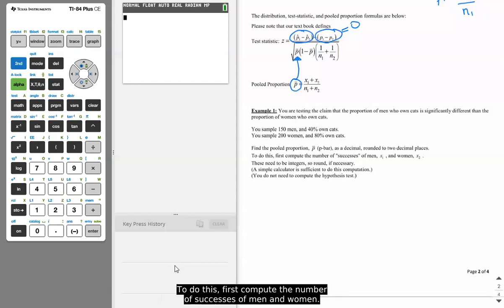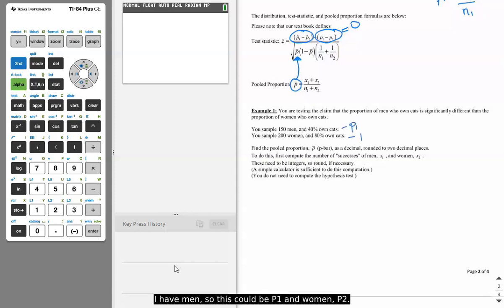direction. To do this, first compute the number of successes of men and women. They need to be integers, so round if necessary. And then we don't really need to do a hypothesis test for this one. So I have two different populations, right? So I have men, so this could be P1, and women, right? P2.